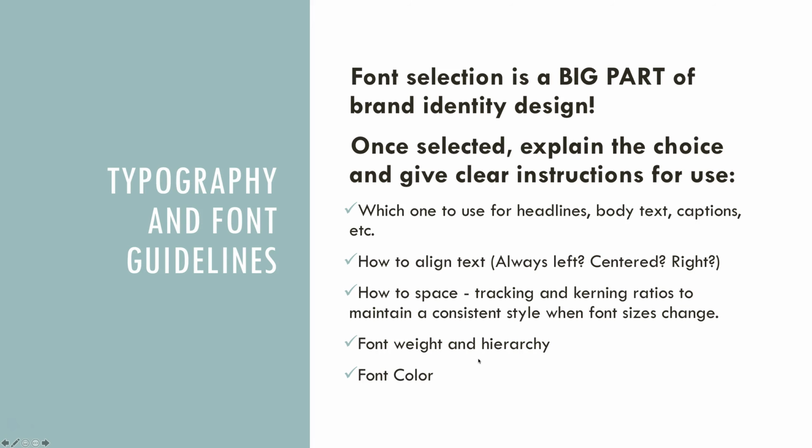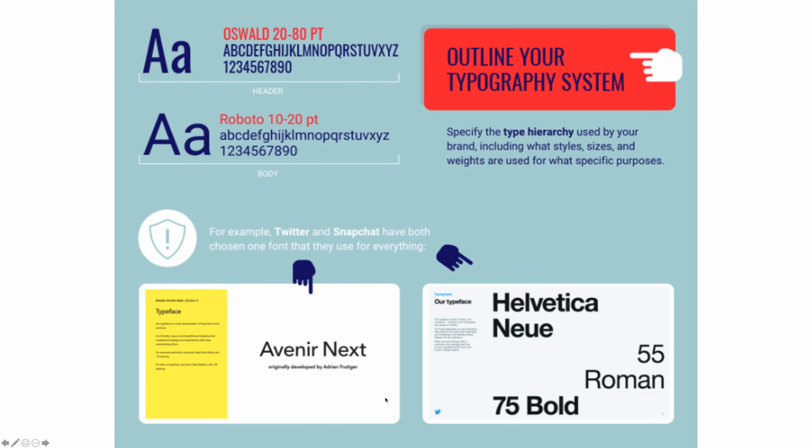We're going to talk about font weight. Are we using a bold, a condensed, italic, whatever, and hierarchy, and the color of the font to be used. So here's an example. This one is saying you're going to use Oswald in 20 to 80 point for all headers. And for the body copy, you're going to use Roboto in 10 to 20 point. The hierarchy is important. The headers are larger physically, they're larger, heavier than your body copy.